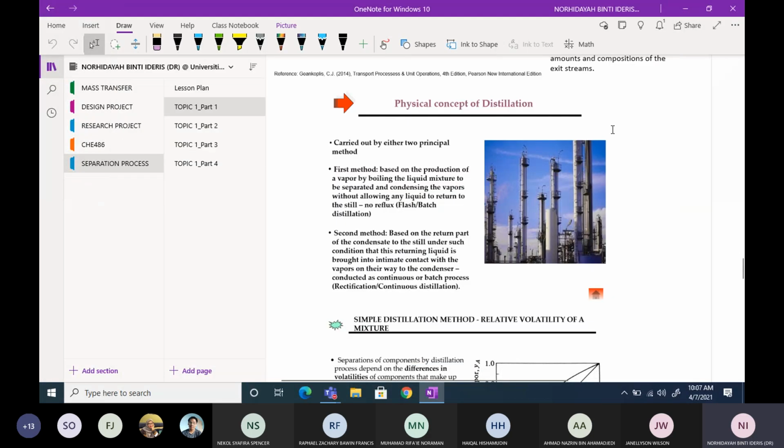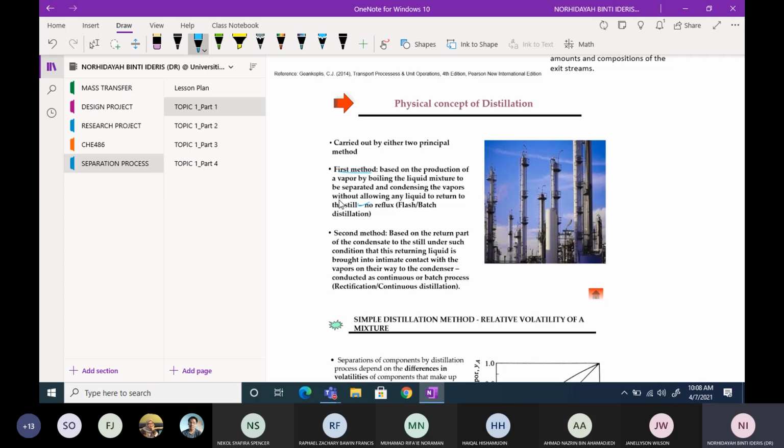All right, so the first method is based on the production of vapor by boiling the liquid to be separated and then condensing the vapor, allowing a liquid to return to the still. I think you are familiar with this if you go to the lab and see how distilled water is actually made.